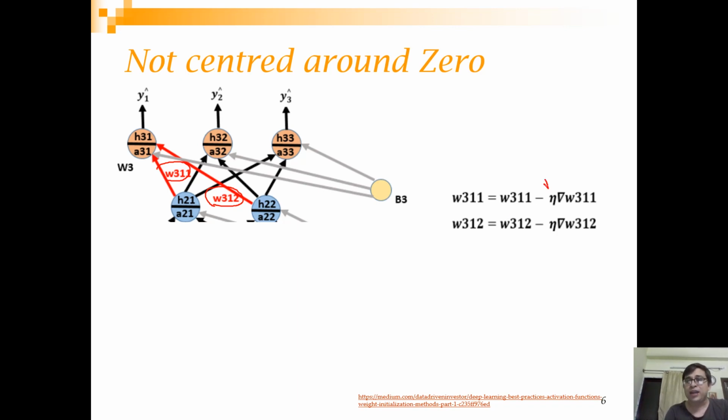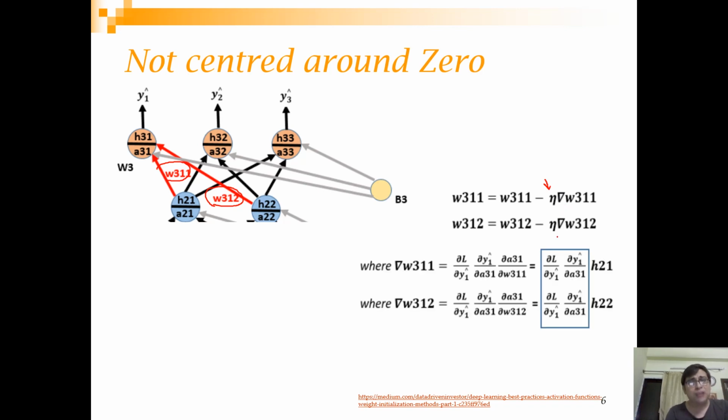Eta is your learning rate and this is your derivative. Now let's look at how these derivatives can be calculated. We are not much interested in the calculation of the derivative. However, if you follow the calculation, you will quickly note that there is one term which is constant for both these weights, and there is one part which is different in these two weights, which is the activation function H21 in case of W311 and H22 in case of W312.